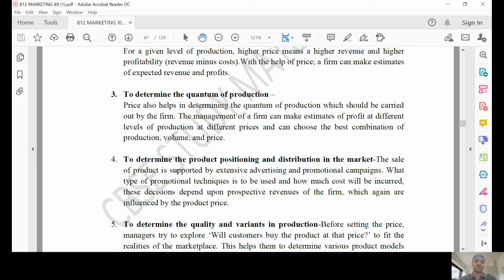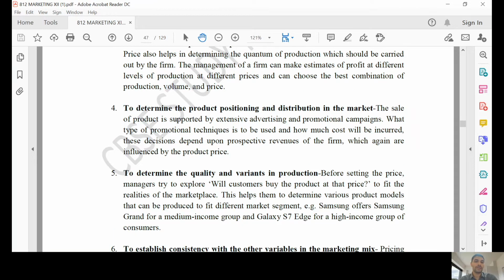Sometimes it is required to determine the quantity of production, for example if we are selling the product according to the order. Next one, to determine the product positioning and distribution in the market. So product positioning, as I told earlier, is also related to the price. Many customers perceive that a product with higher price will have higher quality or uniqueness, or such a product will add to their status. So companies are trying to position the product in the minds of customers as a luxury product or as a quality product by increasing the price.